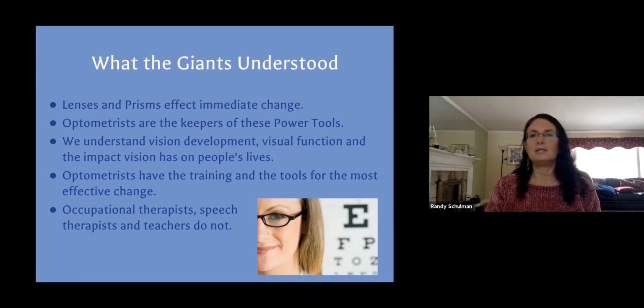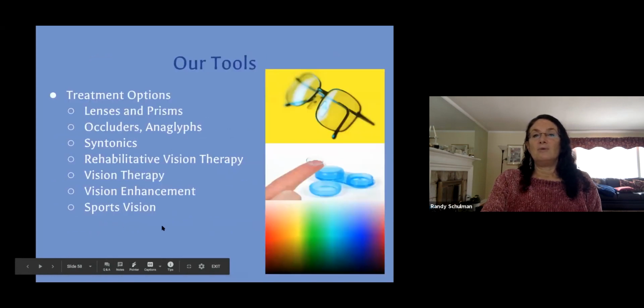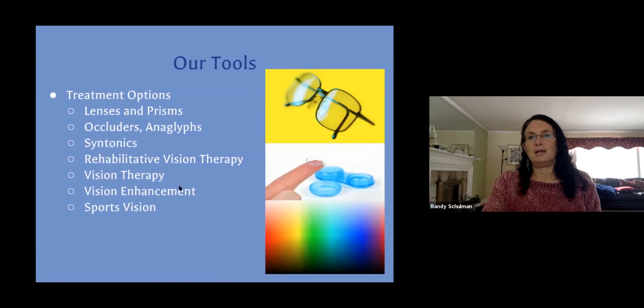So what did all of those giants understand? That lenses and prisms can affect immediate change, that they are very powerful tools, and that it's really only optometrists that know how to use them. Occupational therapists, speech therapists, teachers do not have access to them, and we have the training. If we understand vision development, if we understand visual function, and if we understand what and how a lens and/or prism operates on an individual, then we really have the capacity to make a real positive difference in many people's lives. In addition to lenses and prisms, we have many treatment options, and I often utilize these in conjunction with lenses and prisms.